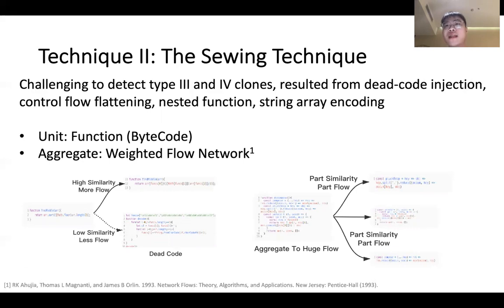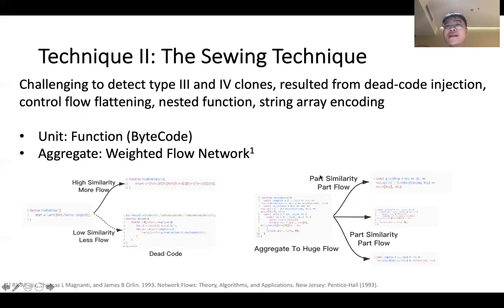We use a weighted flow network to aggregate the function similarity. We want to let the length of code from a function be the flow into another function. Thus, we use the weighted flow network as the aggregation technique. It can detect the rounded code on the left. High similarity can result in more flow from a game into another game.